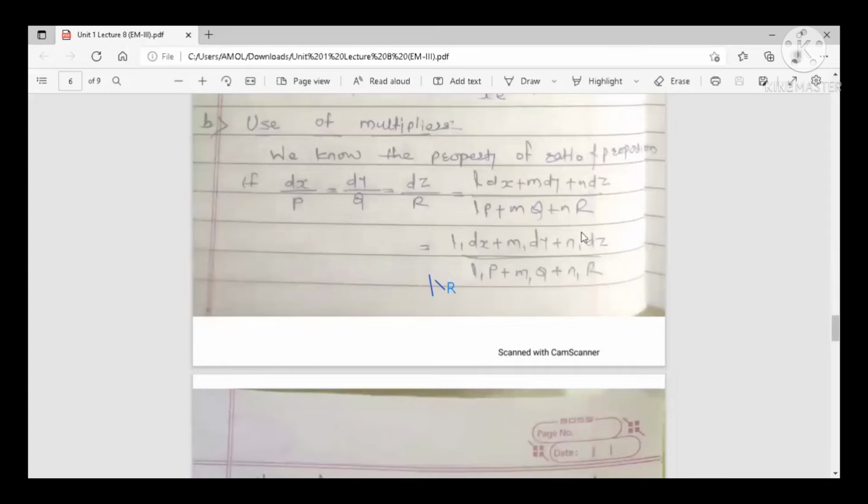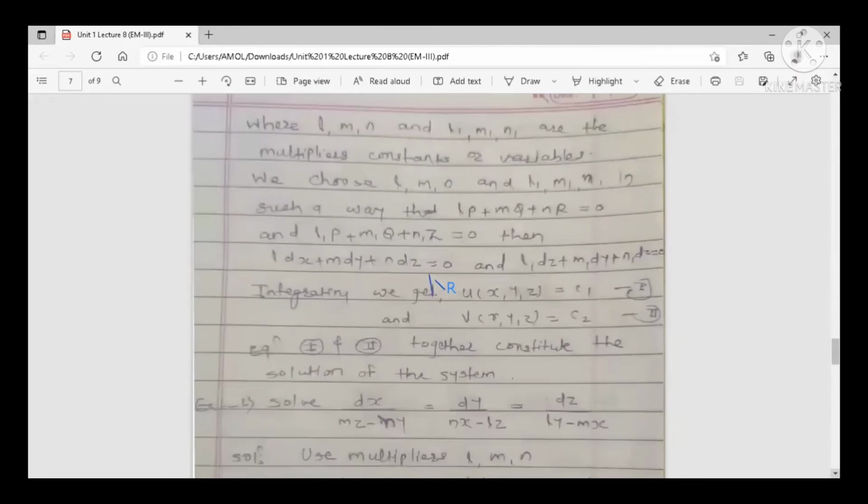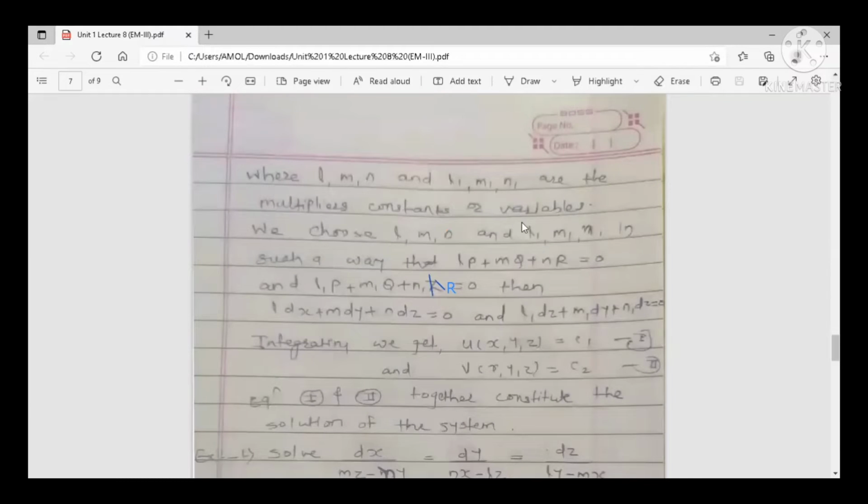Similarly, for the second set, if the denominator term L1P plus M1Q plus N1R is equal to 0, then the numerator term is also 0: L1 dx plus M1 dy plus N1 dz is equal to 0. So L dx plus M dy plus N dz is equal to 0 and L1 dx plus M1 dy plus N1 dz is equal to 0.